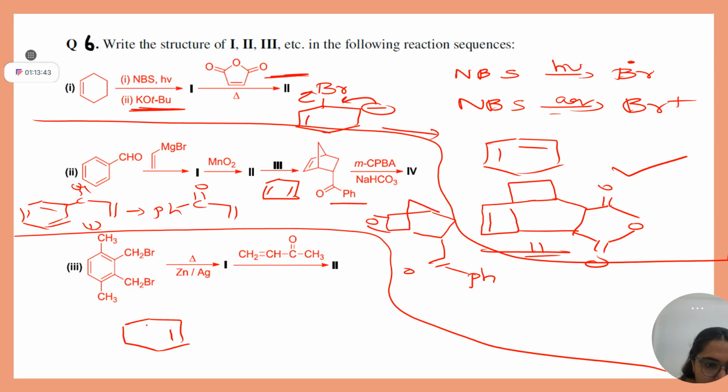If I make it like this, now your confusion will be clear. CH2Br, CH2Br, right? Now zinc is there, students. What will it do? This negative charge will go there and it will go there. And what will it form?